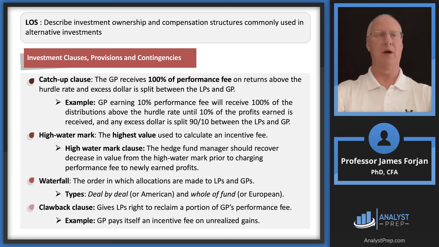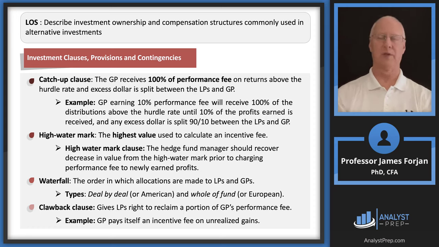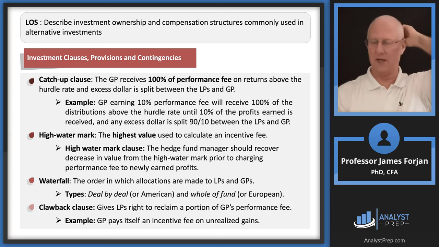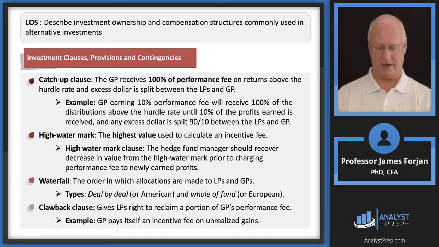Waterfall: this goes back to what I was saying earlier about that side letter. So without side letters, the waterfall, what happens? You go like this and then it spills over and it spills over. So this determines what that allocation looks like. And then there's that clawback clause that gives the limited partners the right to reclaim. So if I go from 100 to 200 and you guys pay me a whole bunch and then I go down to 50, well, you can say, you know what, Jim, you kind of stink. So we need some of that money back.